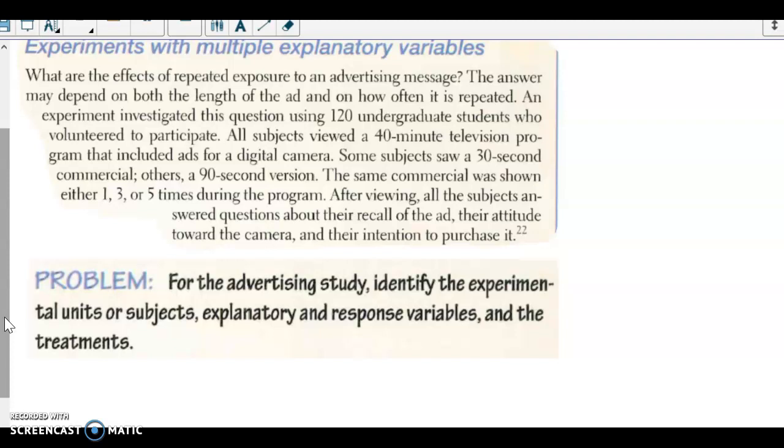There are 2 explanatory variables: length of the commercial and number of repetitions. The response variable includes measures of subjects' recall of the ad, their attitudes about the digital camera, and whether they intended to purchase it. So, does advertising work or not? A lot of people do this kind of stuff. They measure people's responses to certain commercials and whether they should be used again or whether they should be scrapped. Somebody gets paid a lot of money to do this kind of stuff, so just be aware of this. The 2 different lengths of commercials and then the different repetitions are all the different treatments.